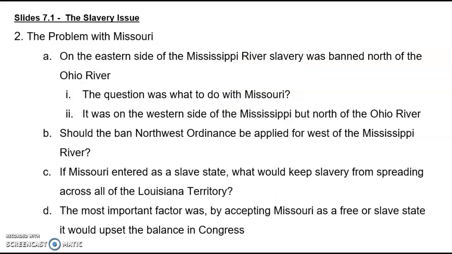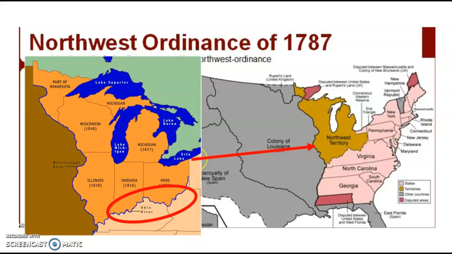But let's go over the problem we have with Missouri. On the east side of the Mississippi River, slavery is banned north of the Ohio River. The problem they have with Missouri was what to do with it, because it's not located in the territory. If we look over here, this will maybe help you guys visualize it, but the Northwest Ordinance is taking place only in this territory. The law outlines that land above the Ohio River and on the east side of the Mississippi River is going to be free states. They can't have slavery over here.